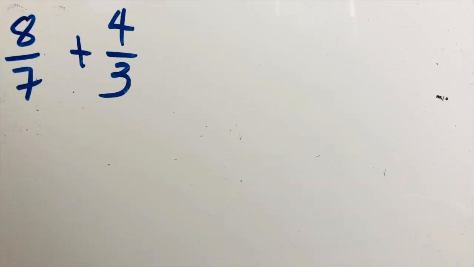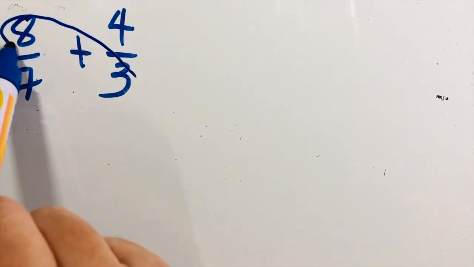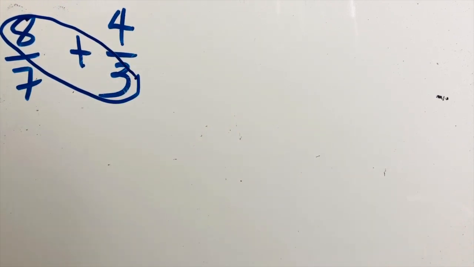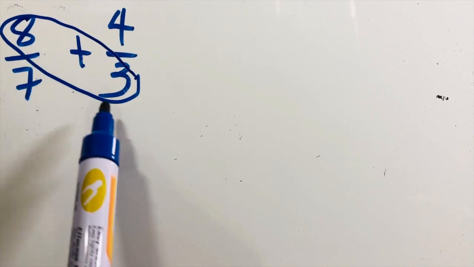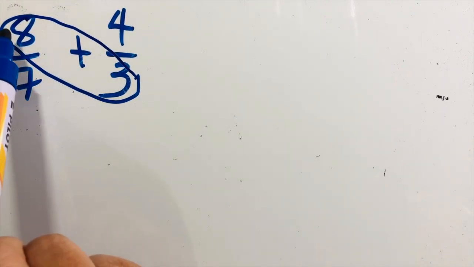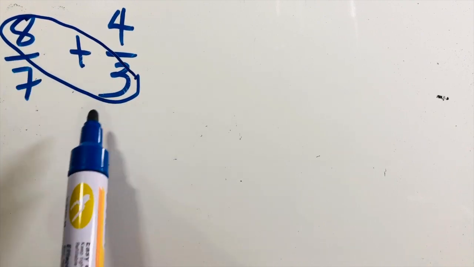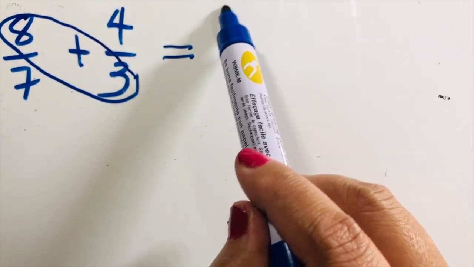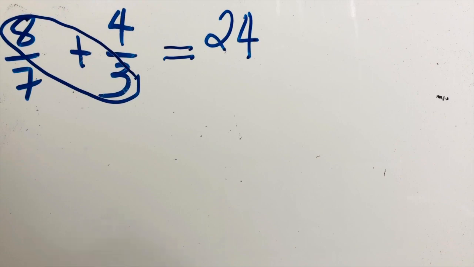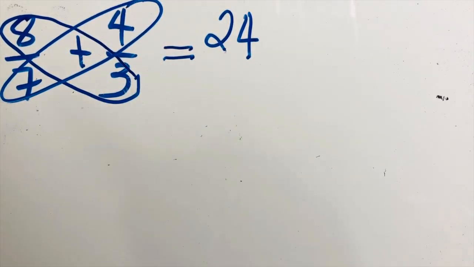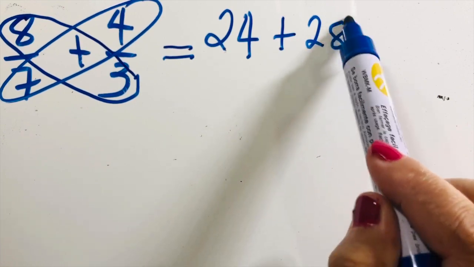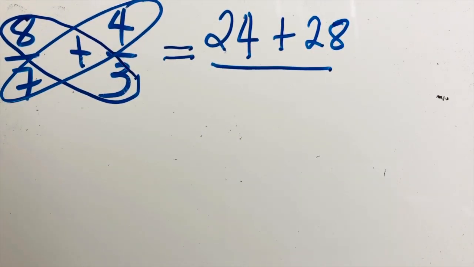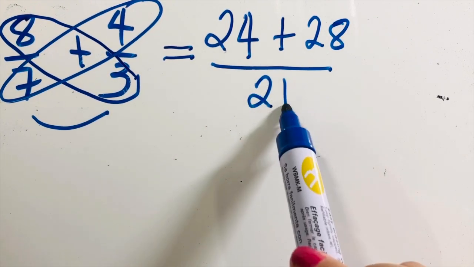Next, what is 8 over 7 plus 4 over 3? Multiply 8 and 3. By the way, the reason why I'm always multiplying this is because the rule is we have to start from left to right, or else your answer will be wrong. So what is 8 times 3? That is 24. Then 7 times 4 is equal to 28 over... What is our denominator? You are right. Multiply 7 and 3 gives us 21.